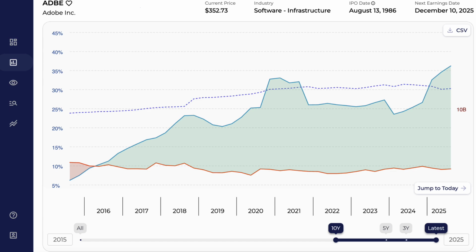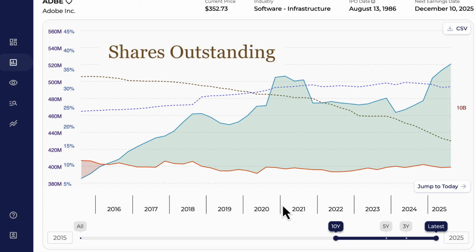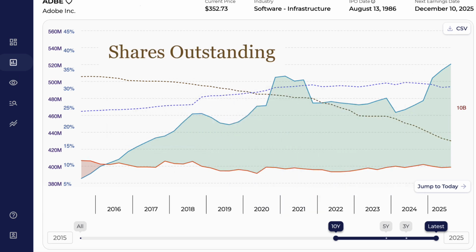Now, in the case of Adobe, if we add in shares outstanding, we can see the shares have been coming down. So the business has been buying back stock. Remember, buybacks are another way for the company to give value to shareholders in contrast to dividends. By buying back shares from the market, the remaining shareholders own a larger slice of the pie. And so in that case, invested capital would go down, equity actually goes down for the business. And so that's part of the compensation here.